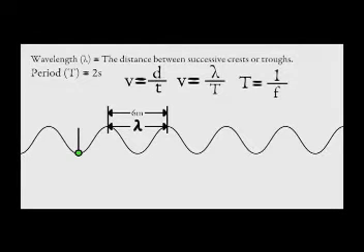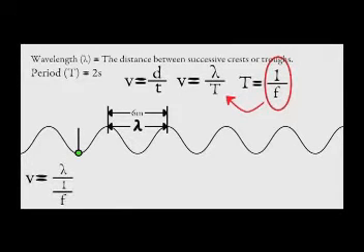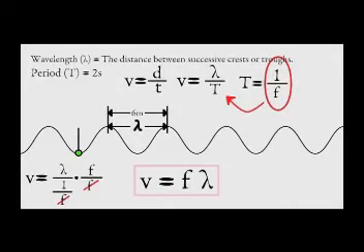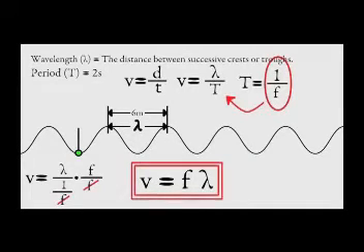Now, if we recall that T equals 1 over f, we can substitute in 1 over f for T, the period. That will give us v equals lambda over 1 over f. Multiplying through by f over f, we can cross them out, and we're left with v equals f lambda, the formula for the speed of a wave. This is so exciting. Let's double box it. Oh yeah.